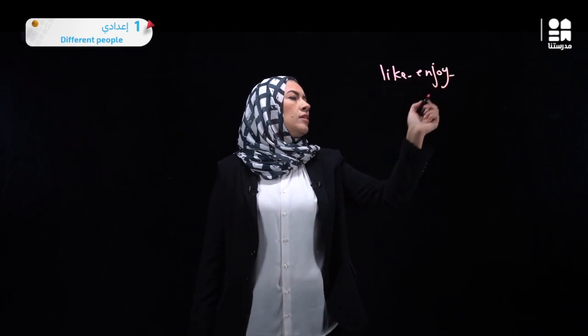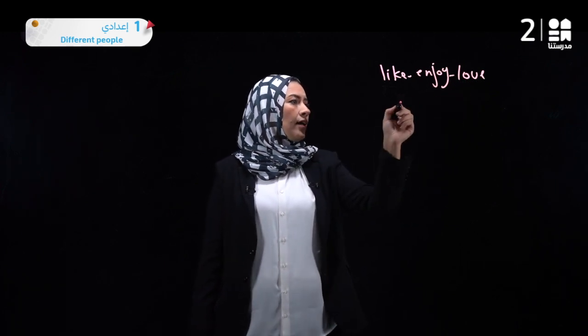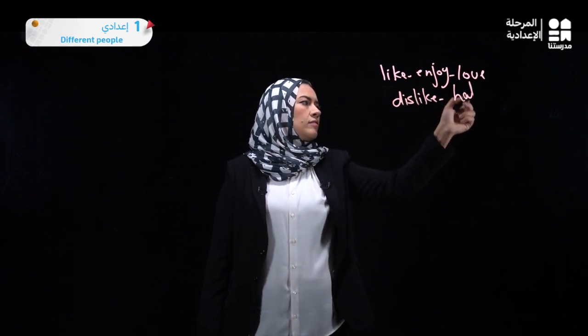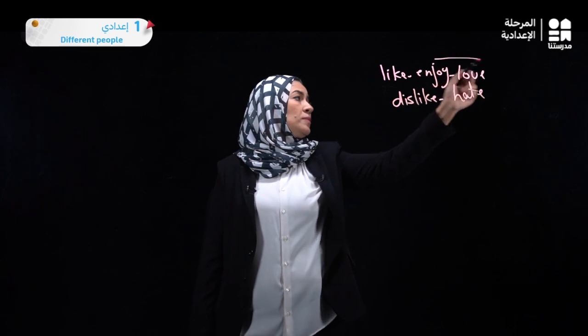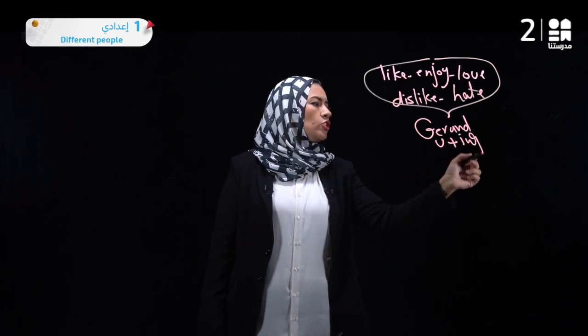For example, if I have like, enjoy, love, dislike, hate. All these verbs should be followed by a gerund. يعني إيه gerund؟ يعني الverb plus ing.